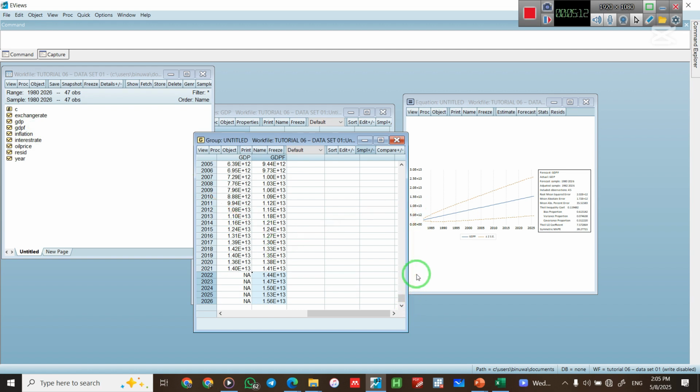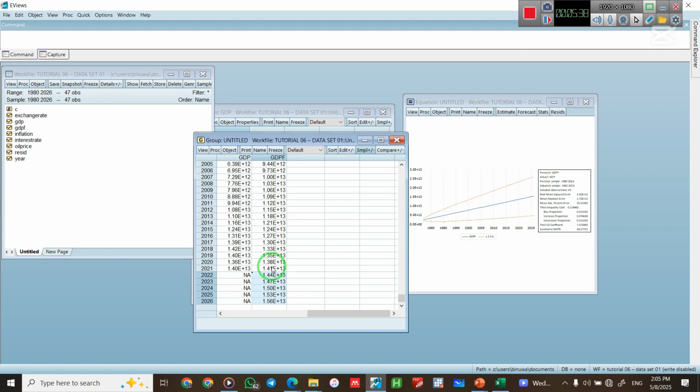So now we want to check whether these forecasted figures are aligned with the actual figures. These are the forecasted figures and these are the actual figures. Since we have the actual data till 2021, we can compare these actual figures with the forecasted figures and identify whether these forecasted figures are okay or whether they are accurate.